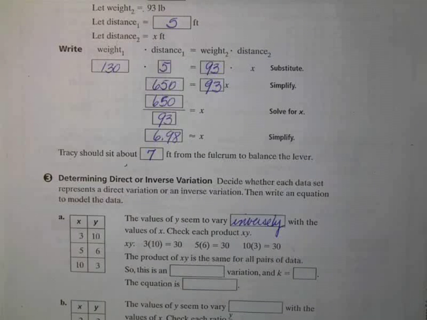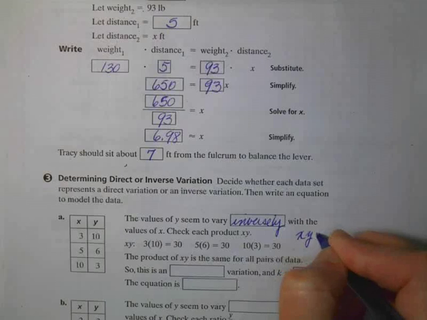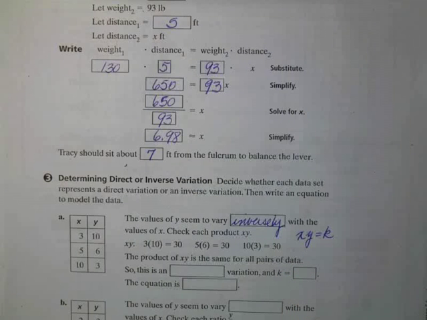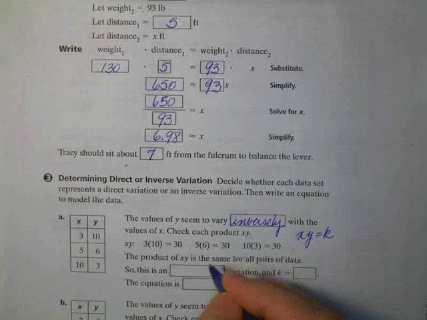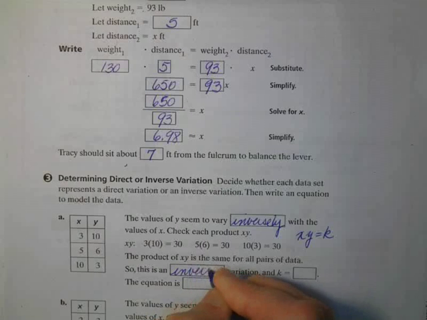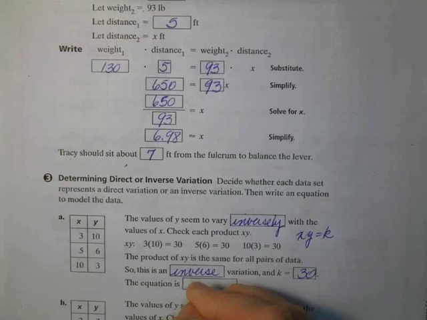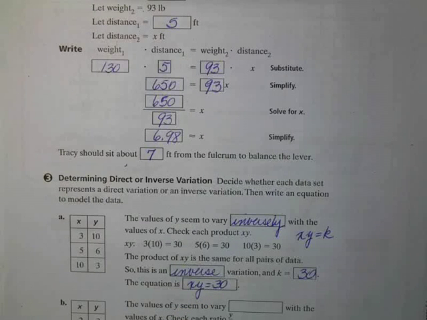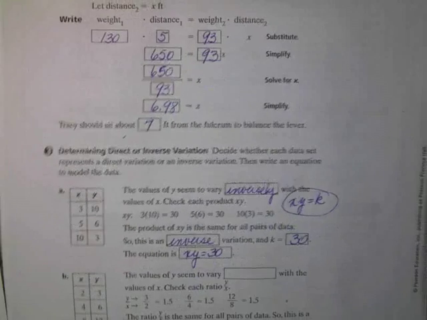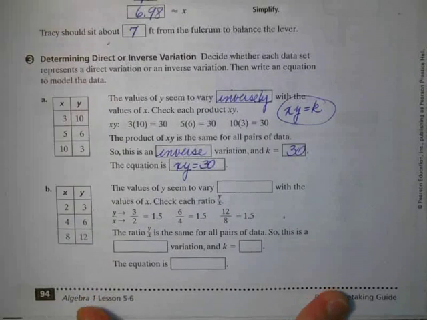So I'm going to say the values of y seem to vary inversely with the values of x. Check the product, each product xy, because remember xy is the constant of variation in an inverse variation. Okay, so the product of each of these is 30. So this is an inverse variation, and k equals 30. So the equation is xy equals 30. Because remember again, the general format is xy equals k.